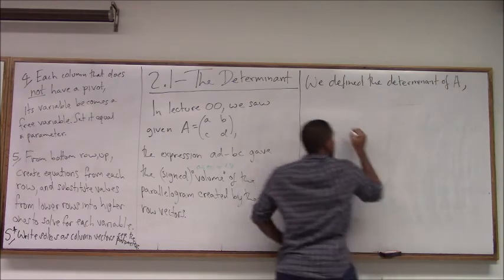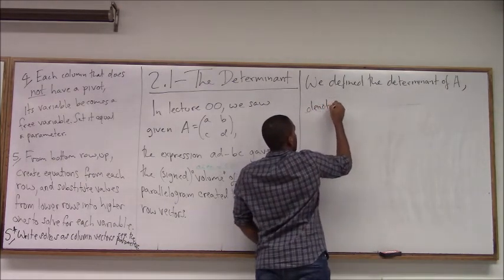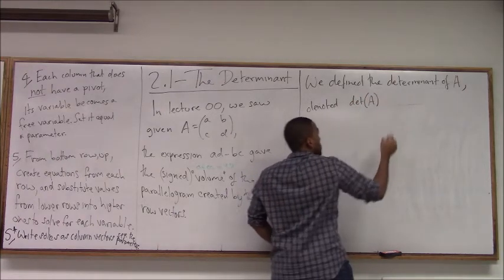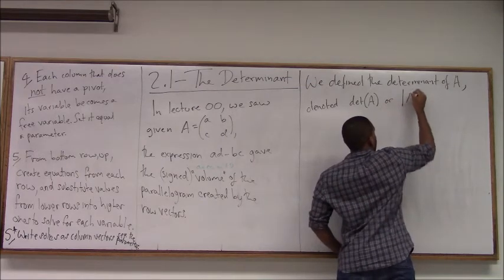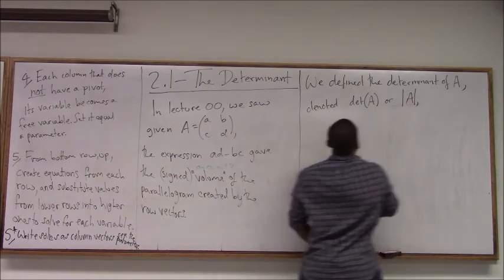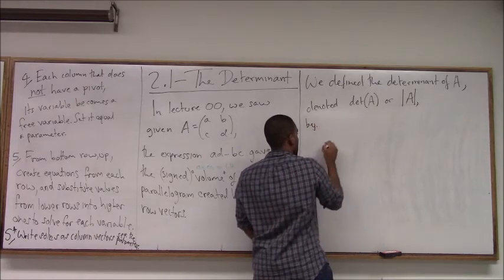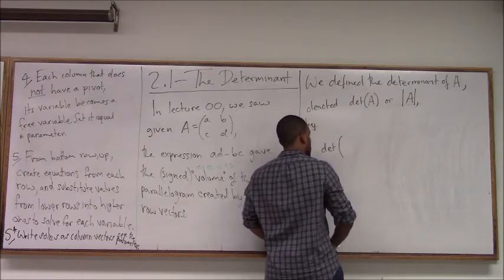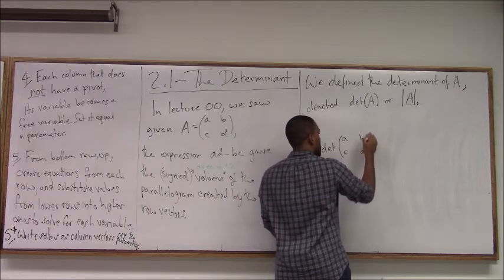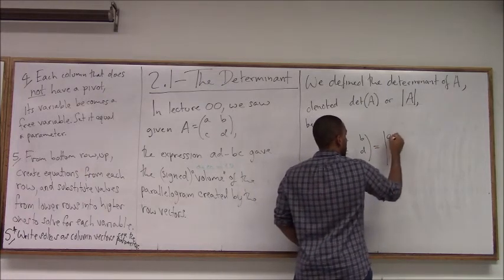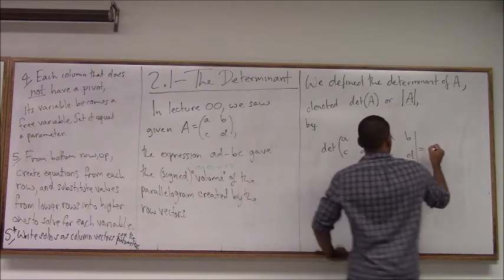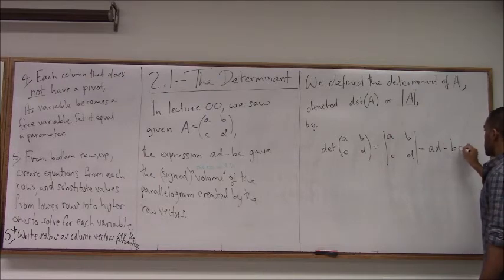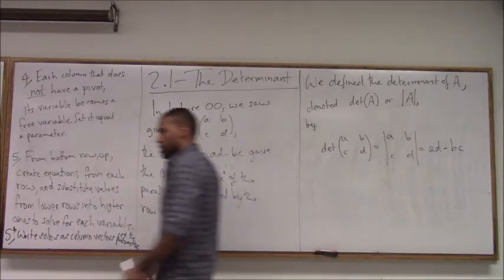It has two notations. I can write it as det(A), or I can put absolute bars around it. The determinant of the matrix with rows a, b and c, d equals the bars around a, b, c, d, which equals, you cross multiply these. So this times this, AD, minus this times that, BC. You kind of do that crisscross thing.